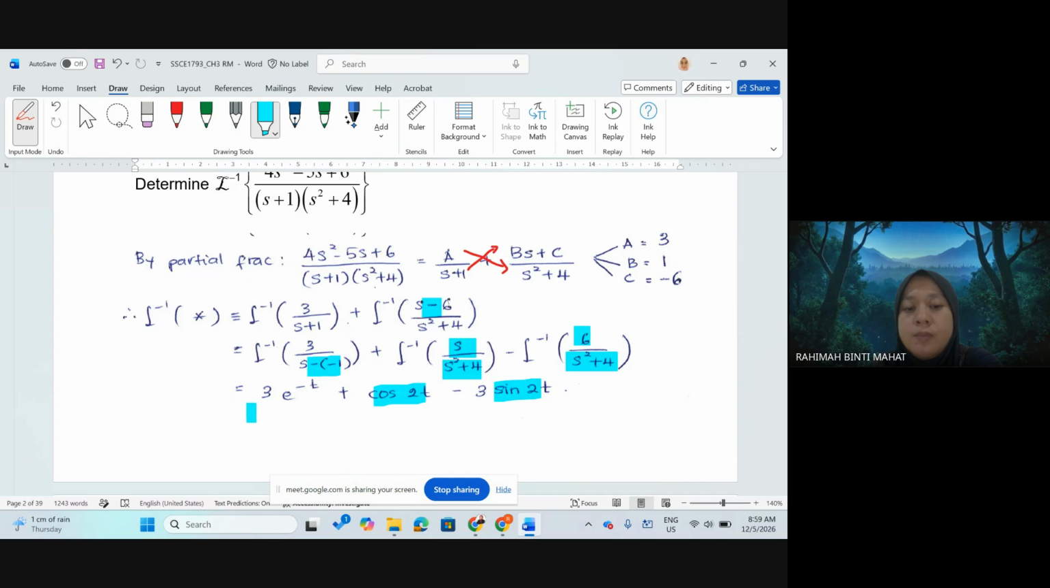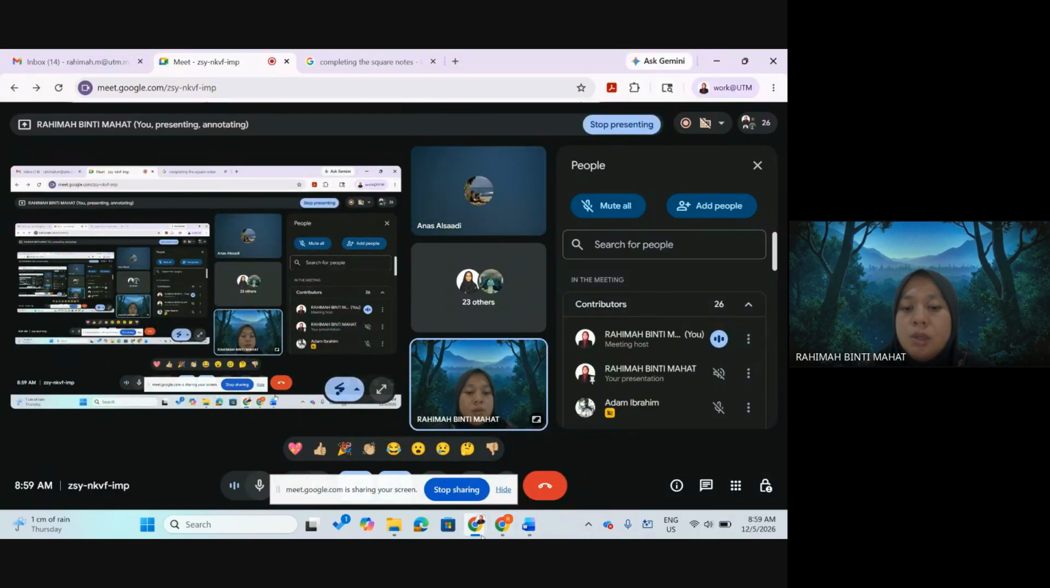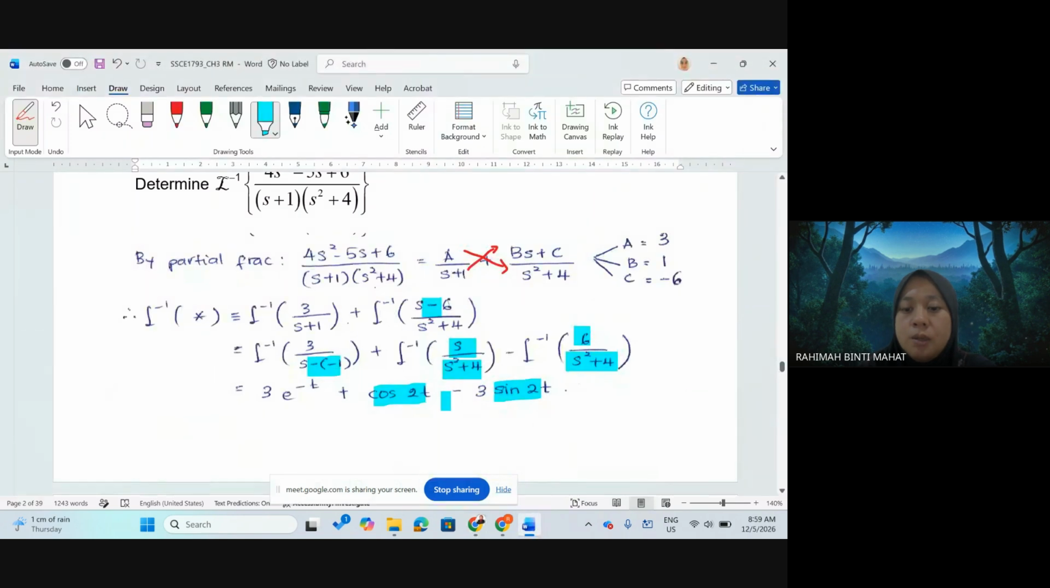Okay, so the answer is 3 exponent -t plus cos 2t minus 3 sine 2t. Okay, you can compare with the table, from the table. Okay, is that clear?